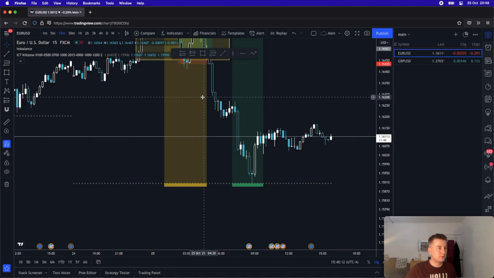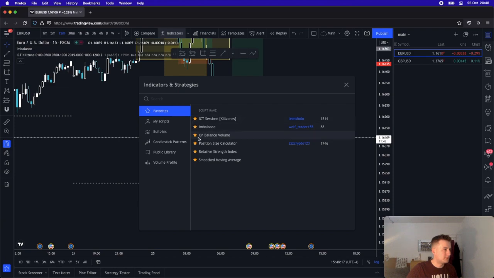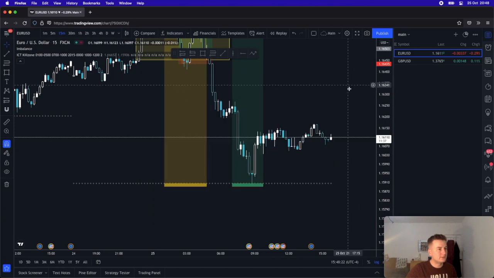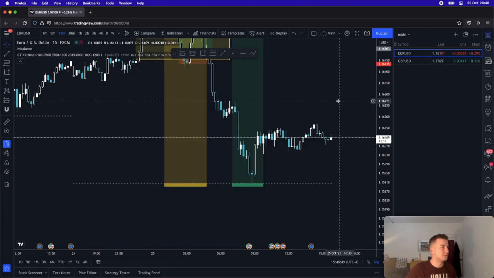Before I do that, I do want to shout out one of my comments. He was asking for the indicators I use and how to get them. I've said it before, but you click up here on the indicators icon, and you have ICT Session Kill Zones by Leon Shollo, and then you have the imbalance indicator by Wolf Trader 155. You'll have to search for these. These are the ones you're going to need to download and install.